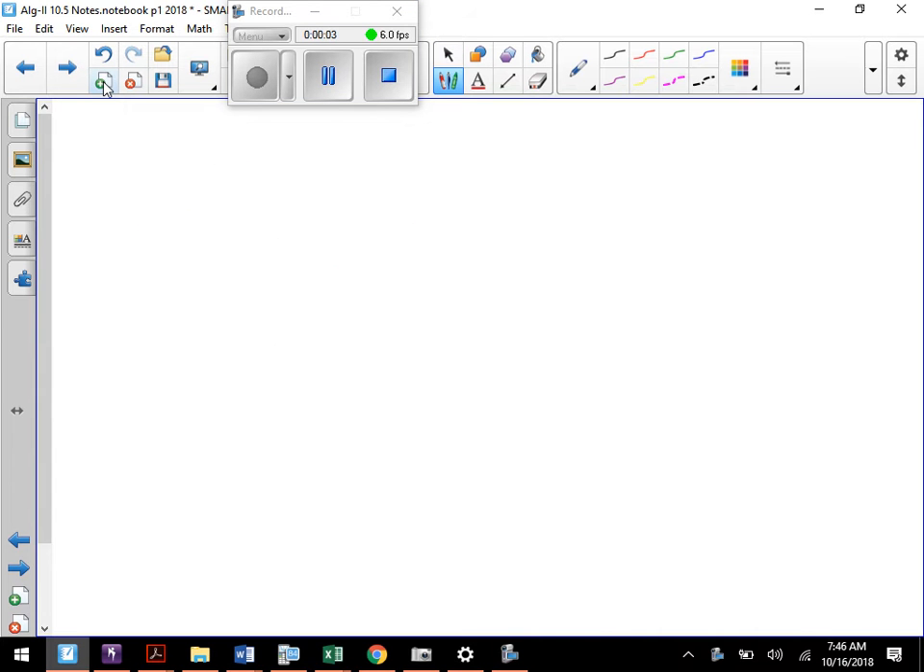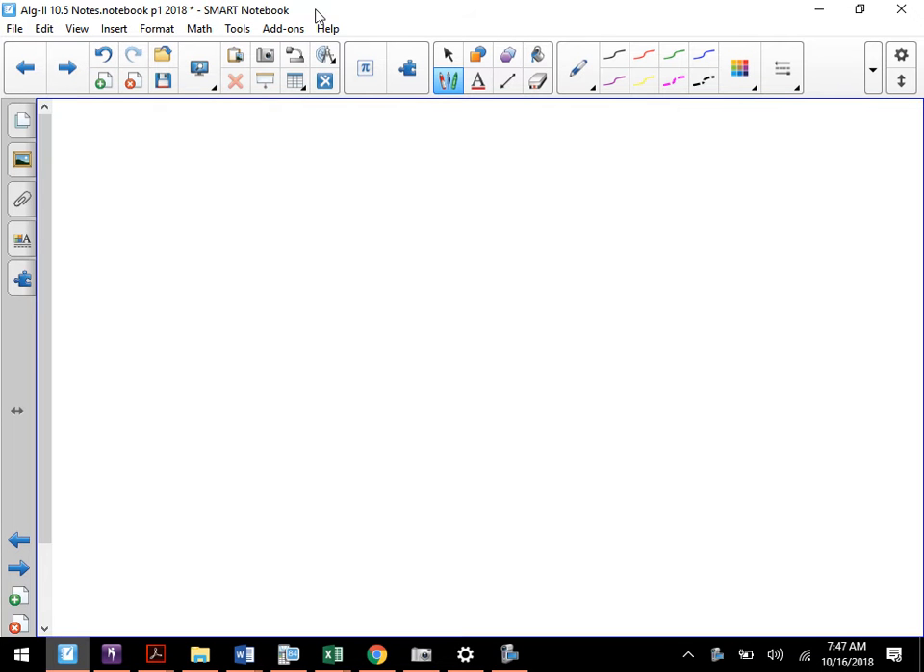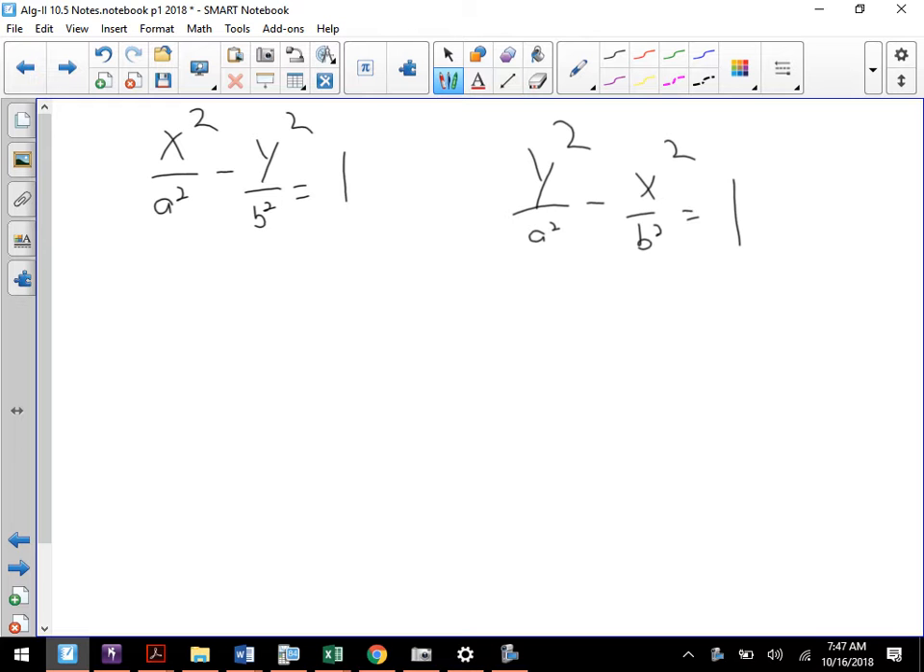What'll happen with formulas, I put them on a sheet, and it will look like this. Yesterday, you guys had formulas of the hyperbolas that looked like x squared over a squared minus y squared over b squared equals 1. And then you had y squared over a squared minus x squared over b squared equals 1. And I would just draw next to this, hey, this one goes left and right, and this one goes up and down. That's what the formulas will look like.